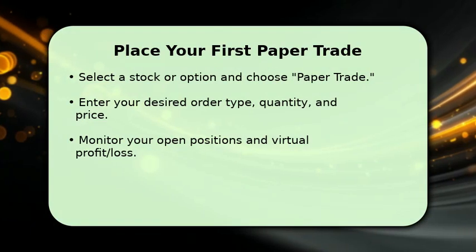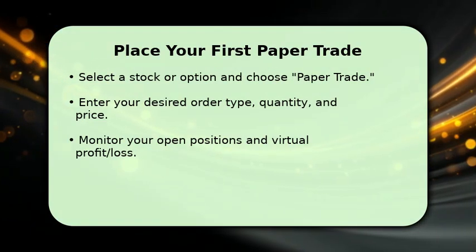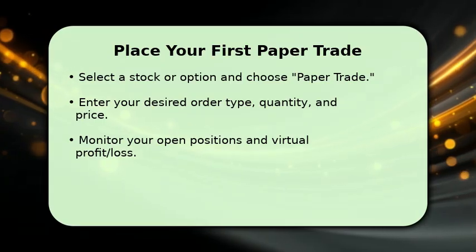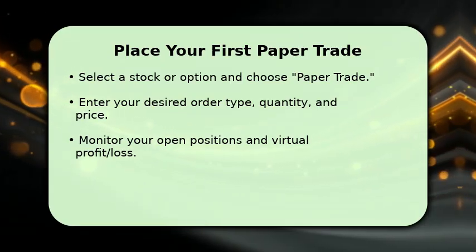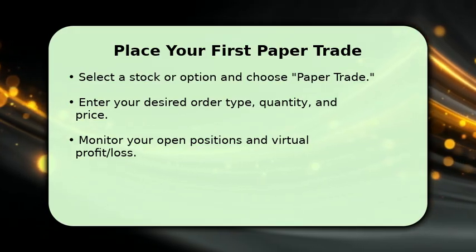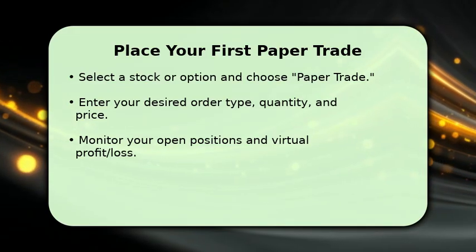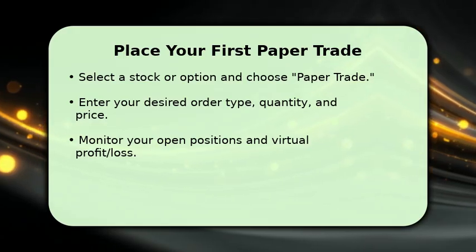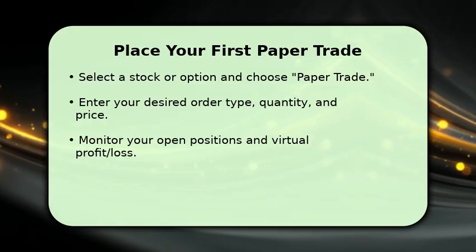Now let's place a trade. Search for any stock or option you're interested in just as you would for a real trade. When you're ready, select the paper trade option instead of trade. You can then specify your order type, such as market or limit, the quantity of shares, and your desired price.